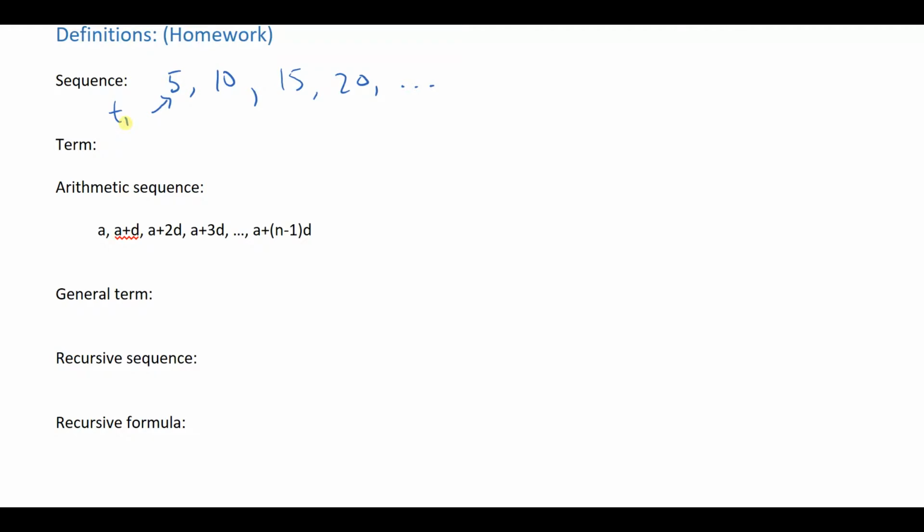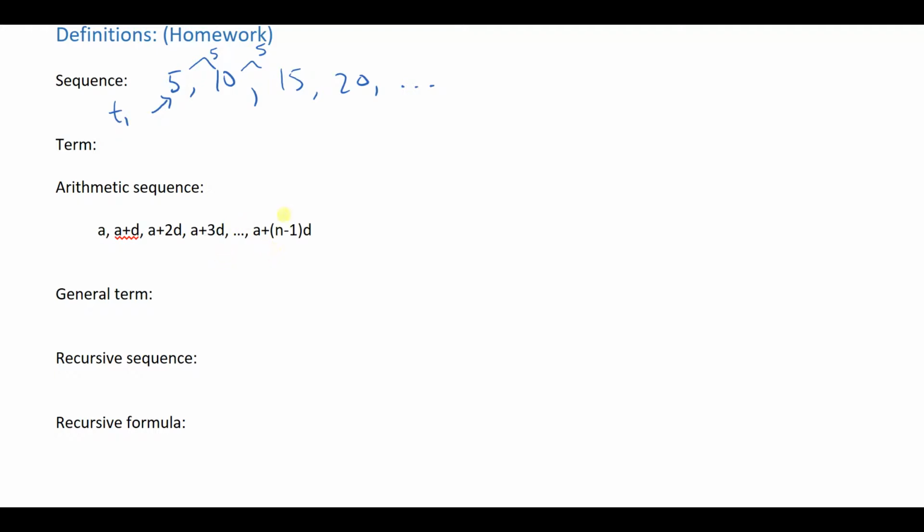We call each of these elements in this list terms. So a term is one of the numbers in the list. You can see in this sequence that I've given you, it's always going up by a constant amount. It's always going up by 5 in this situation. In general, it looks like our initial value, plus 5 for our next one, plus another 5 for our next one, plus another 5 for our next one.